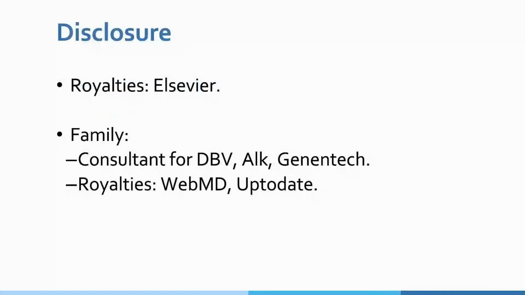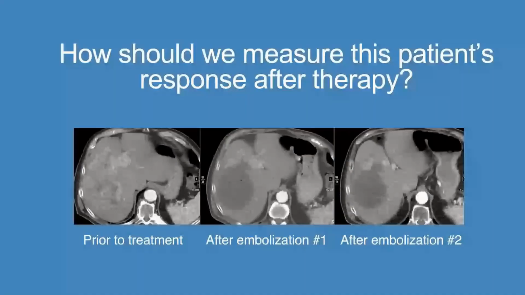Let's start with this case. How should we measure this patient's response after therapy? Prior to treatment, you see on the arterial phase a very large right-sided tumor that extends over to the left hepatic lobe. And after one round of embolization, there's clearly some response. Less of the tumor is enhancing, but the anterior portion of the tumor extending into the left hepatic lobe still looks viable. So the patient went through a second round of embolization. And again, the tumor seems to shrink, but there's still enhancing components anteriorly.